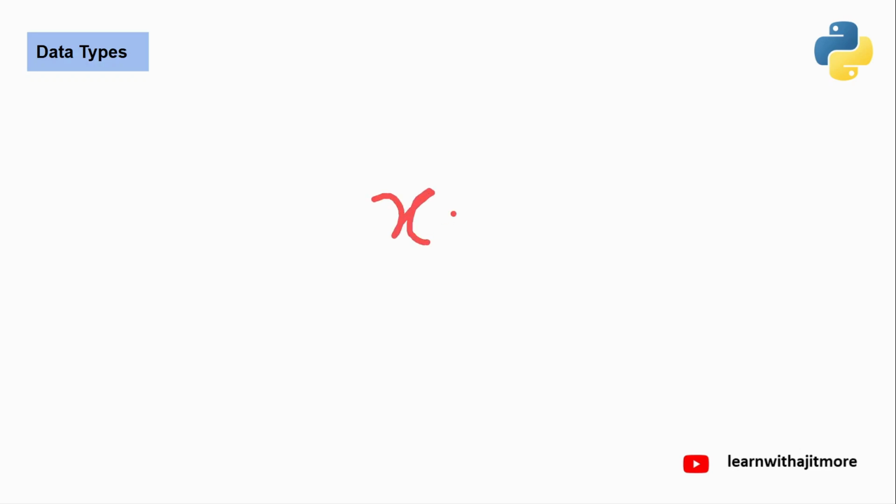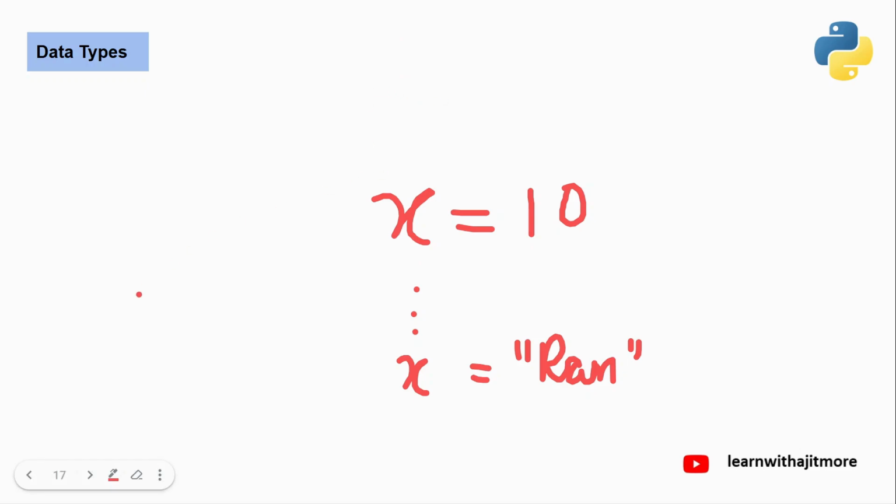Like now I'm assigning to x 10. It's a whole number, so now it is integer. After some time in the program, in x, if I give something in double quotes, RAM, automatically x will be changed from integer to string. Such thing is also not possible in strict type languages like Java. Once you declare integer, until the variable scope gets over, until that variable gets destroyed, it is integer only.